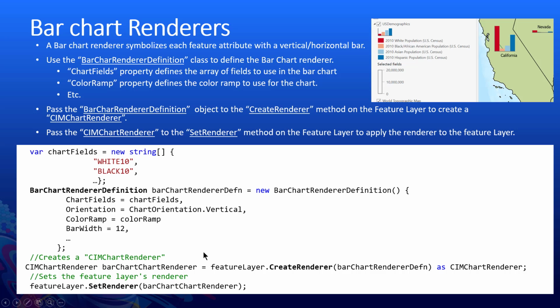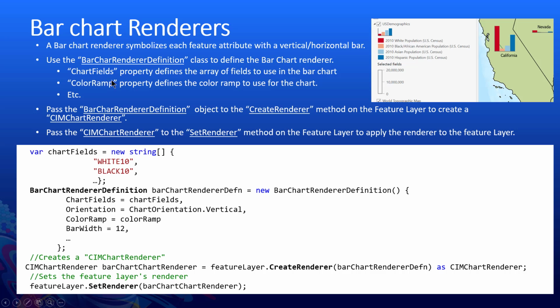Now let us investigate the details of creating the chart renderers programmatically. A bar chart renderer symbolizes each attribute on the feature layer with a vertical or a horizontal bar. A screenshot on the right here shows you an example of a bar chart renderer. First, we create a bar chart renderer definition using the constructor. In the constructor, set the various properties to configure the renderer definition.